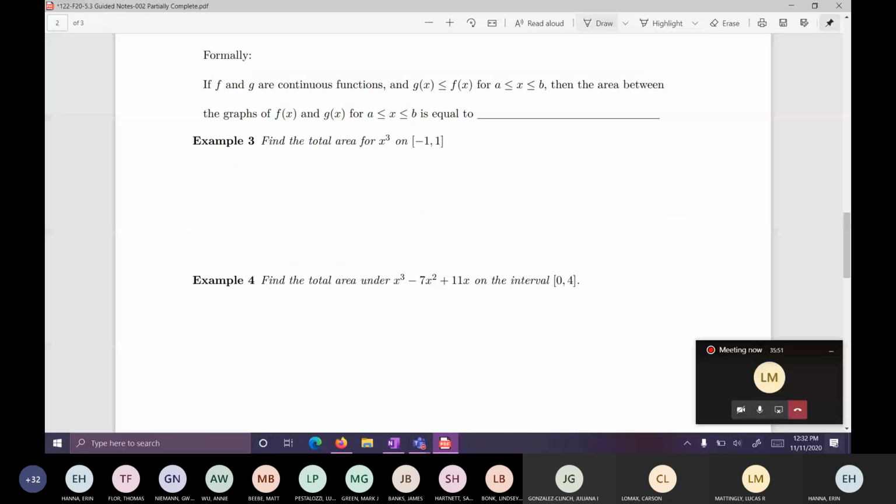So let me look at this first example, example 3. Find the total area for x cubed on the interval of -1 to 1.